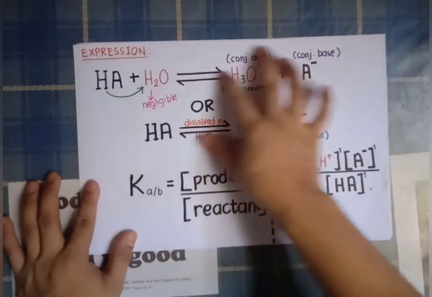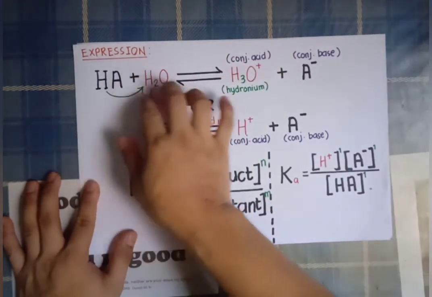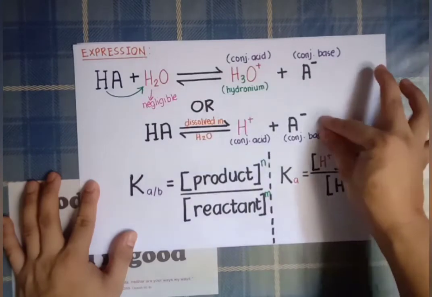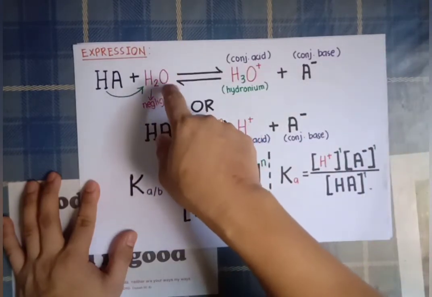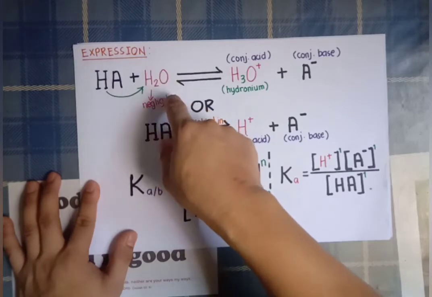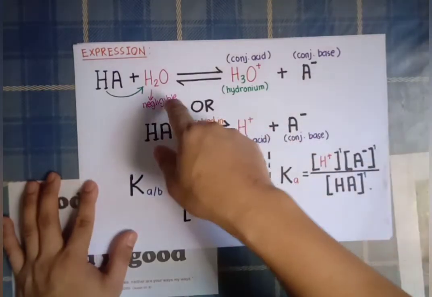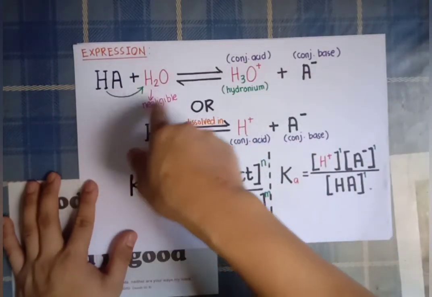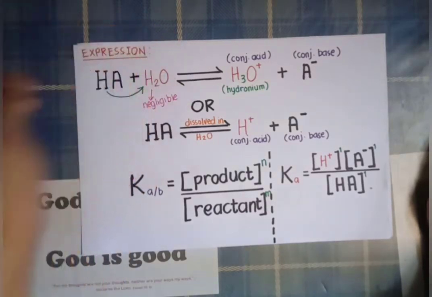Now for this one, let's write the dissociation constant expression or formula for this equation. So again, as we said earlier, water will have a negligible effect to the solution. So its change is very minimal, because in a solution with acid, water will always have the greatest amount. And so it will have negligible effect to the solution.